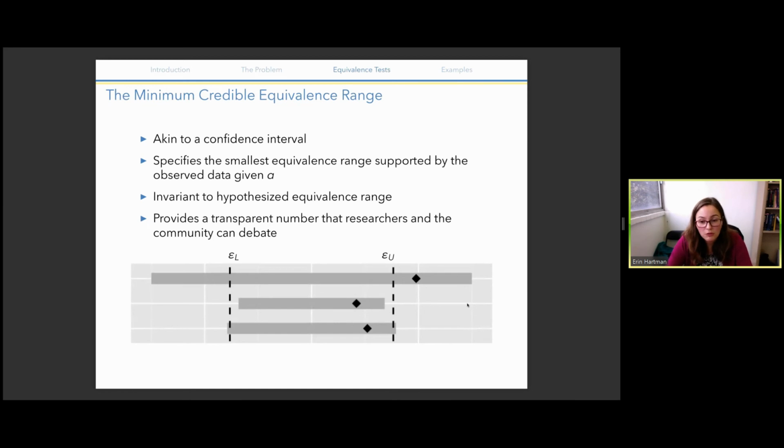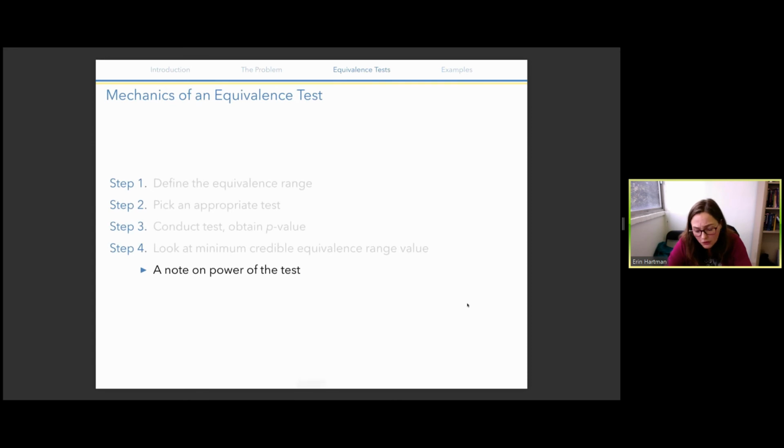And this is really where we think researchers should debate: is that range small enough? And I'll show you an example of what that looks like. A quick note on power.